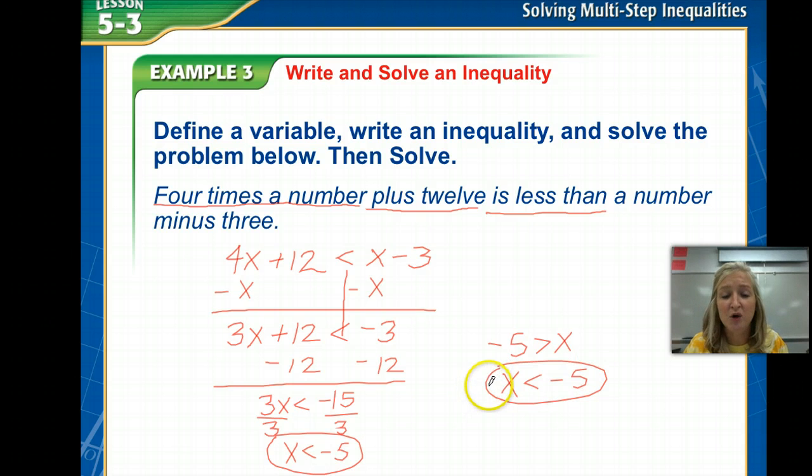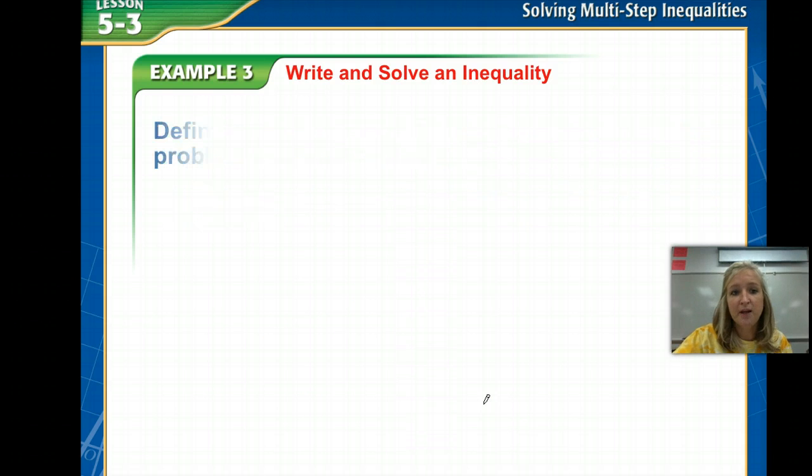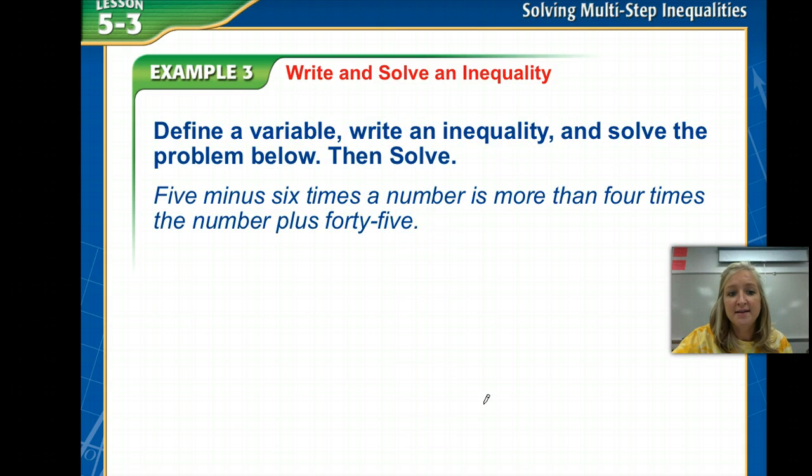This is going to help with our graphing when we're asked to graph our inequalities on a number line. I always want you to write your answer with the variable first. All right.